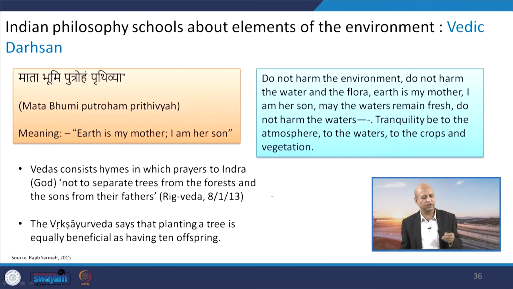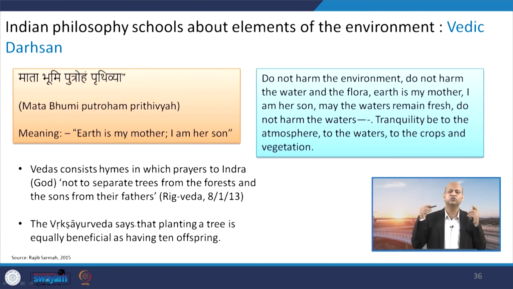Then if you talk about even Vedic darshan, there are many slokas in those sacred books which give this feeling of how they were treating nature, like Mata Bhumi Putroham Prithvya. Mata Bhumi Putroham Prithvya means earth is my mother, I am her son. So, that way we can't harm our mother, this earth mother, mother nature. So, those kinds of philosophies have been there.